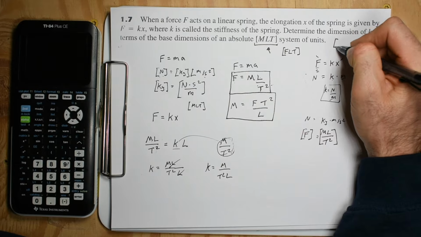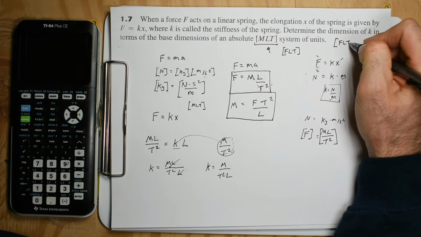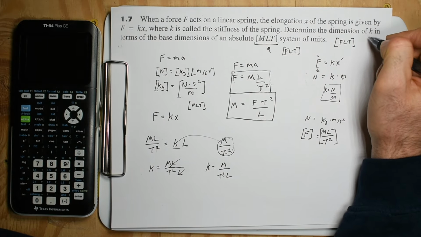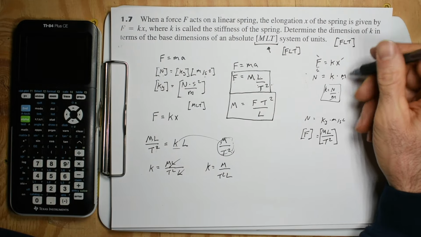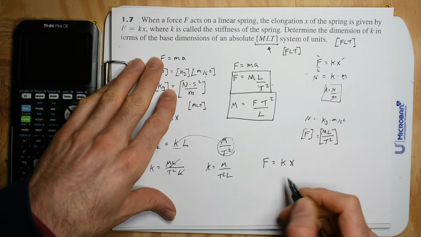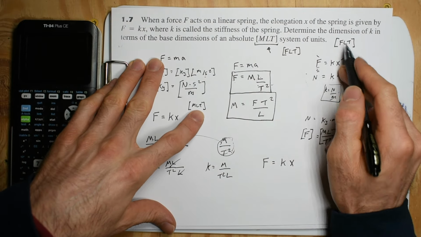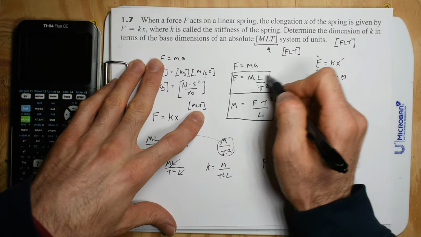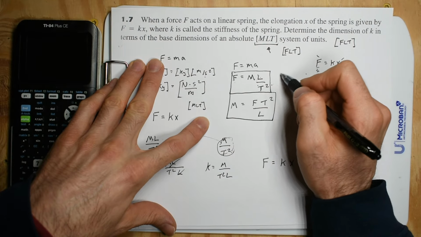And let's say FLT. Hey, solve for k with the FLT. I think we just did it right there. Kind of. So let's do that. So we have F is equal to kx. We're using the FLT. We just can't have anything that has mass.